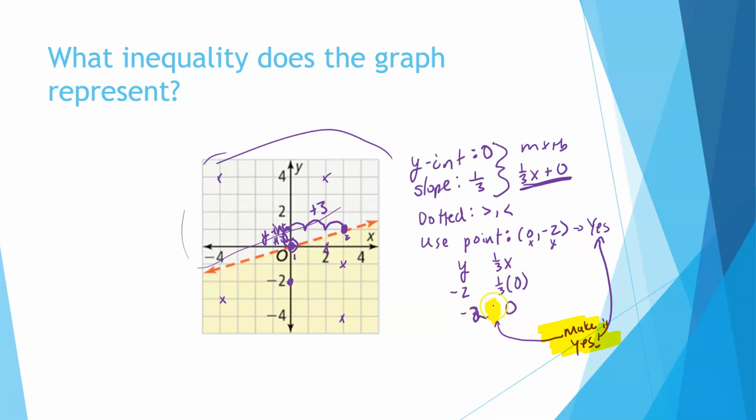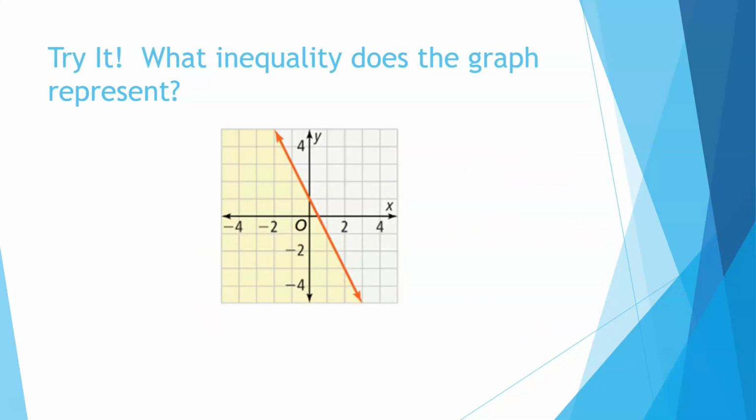-2 is less than 0. So because -2 is less than 0, my inequality goes that way. Again, I decided up here because it's dotted, I won't underline. So it's just y is less than 1/3 x, or y is less than 1/3 x plus 0. Okay, go ahead and pause the video and try this one quickly, and then unpause it and see how you did.